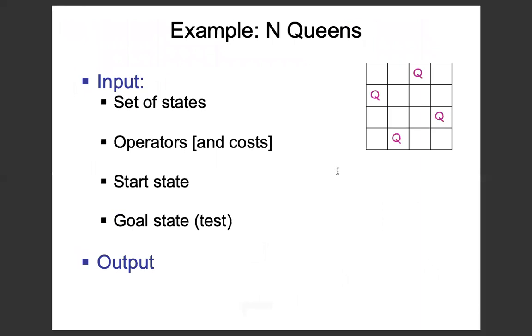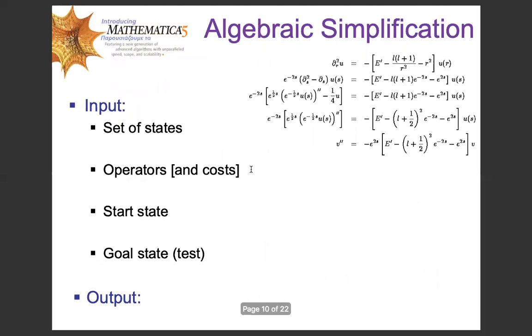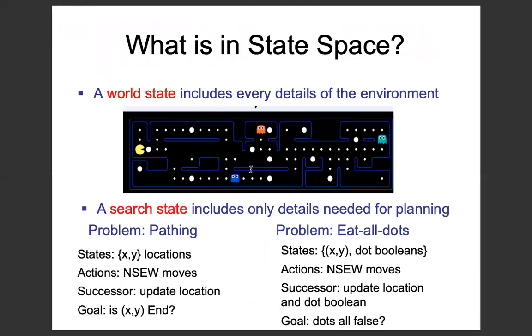So while talking about another example, the n-queens, it's also going to have states. In this example, we always talk about no queen can cancel the effect of another. So there are a lot of examples, like algebraic simplification. Each and everything has a state space.